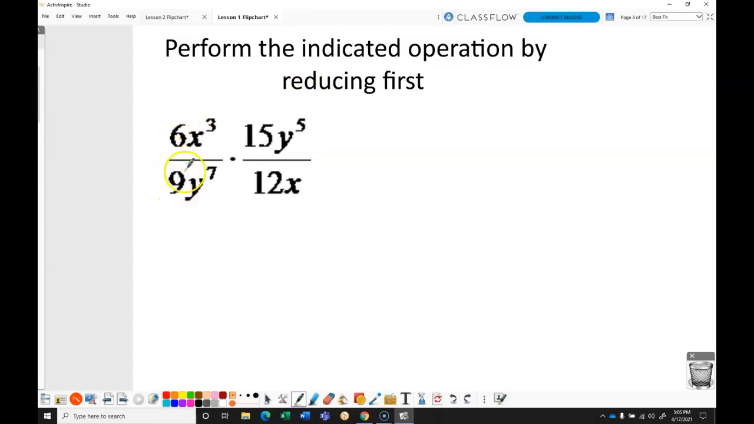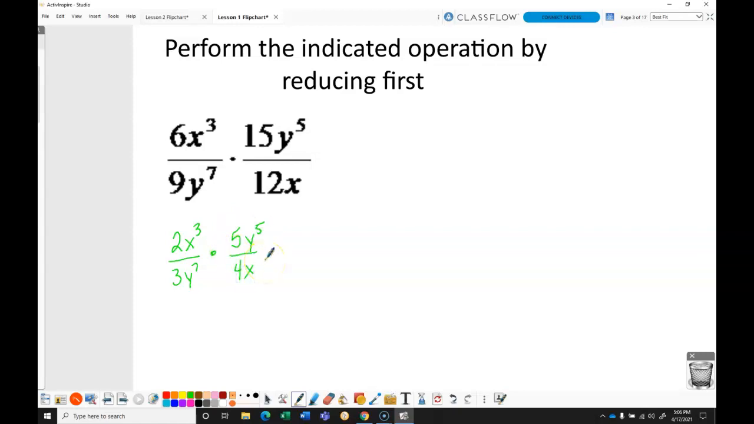So the first thing I see is that I can reduce the 6 and the 9. They're both divisible by 3. So that can be 2x cubed over 3y to the 7th. And I can also reduce this 15 and this 12. They're also both divisible by 3. So that gives me y to the 5th, 5y to the 5th, and 4x.